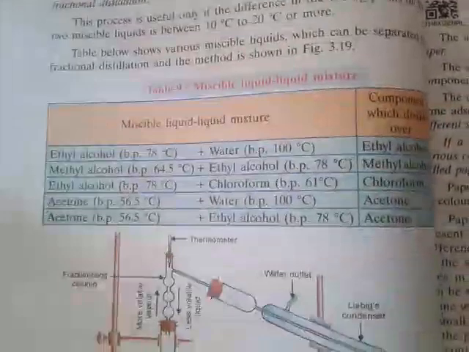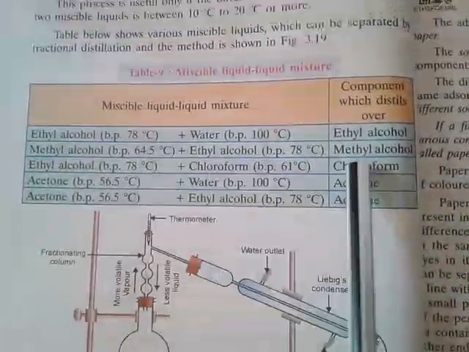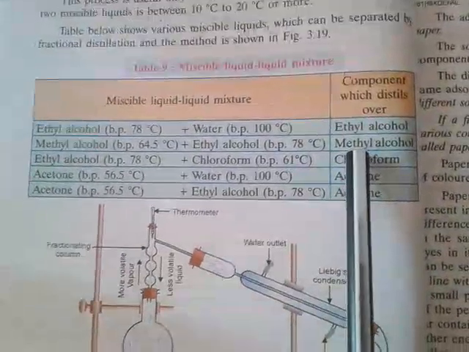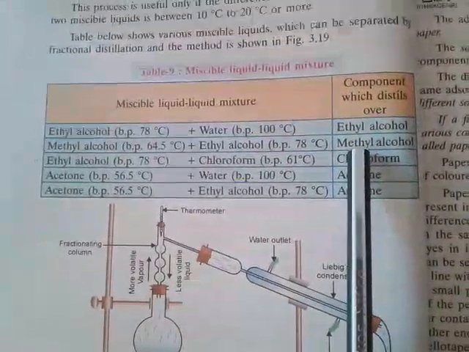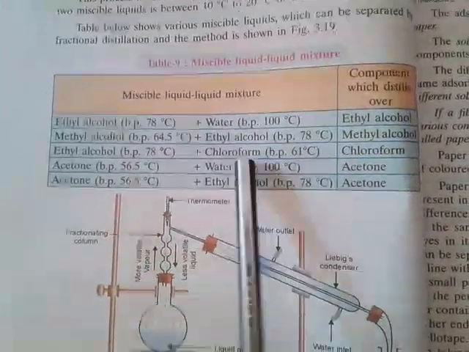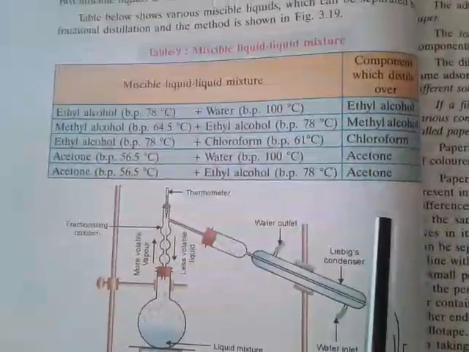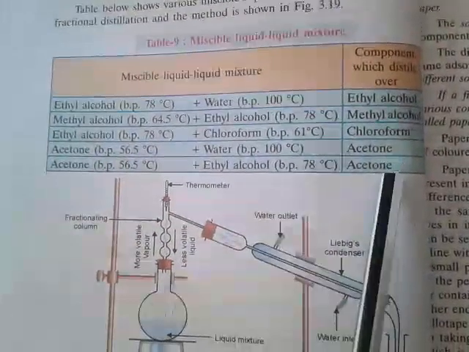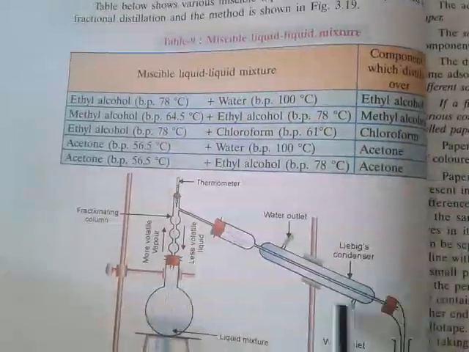fractional distillation of mixtures. Suppose you have a mixture of water and alcohol. Methyl alcohol has a boiling point of about 75 degrees Celsius, and water has a boiling point of 100 degrees Celsius. So there is a clear difference between the water and the alcohol, 25 degrees Celsius. When this comes into the category of 25 degrees Celsius, you use this process.